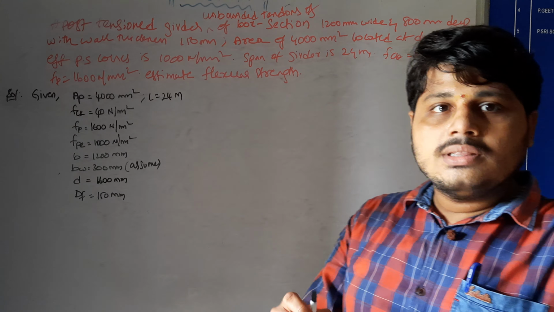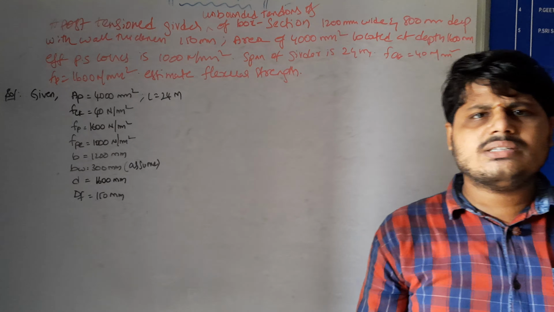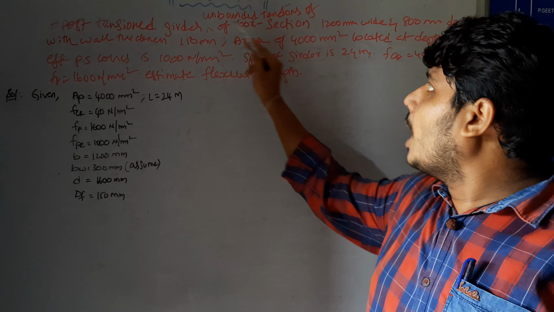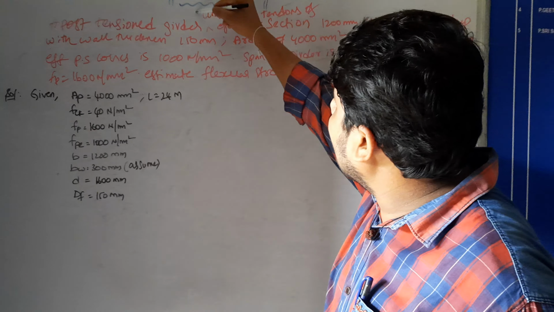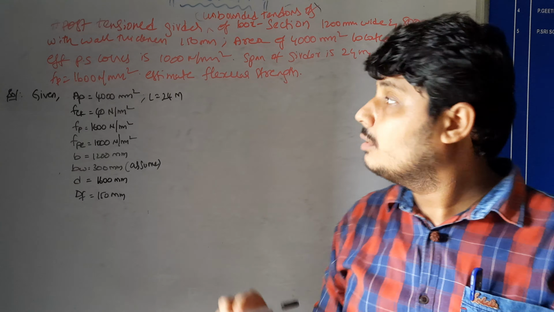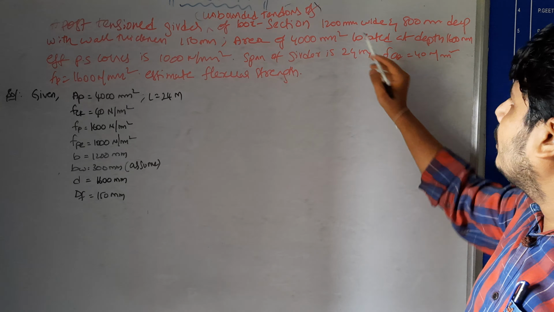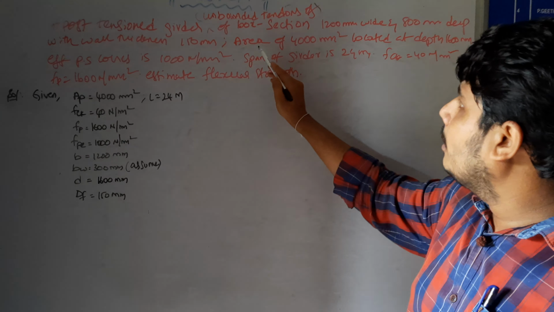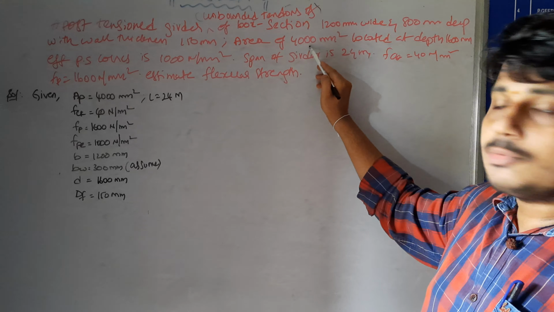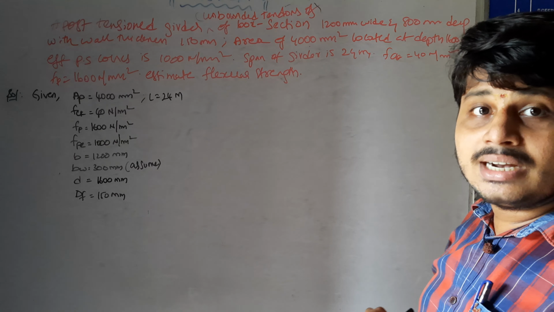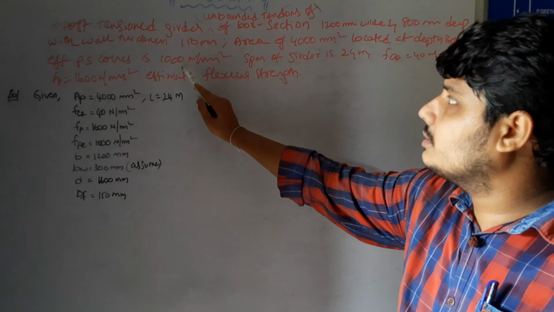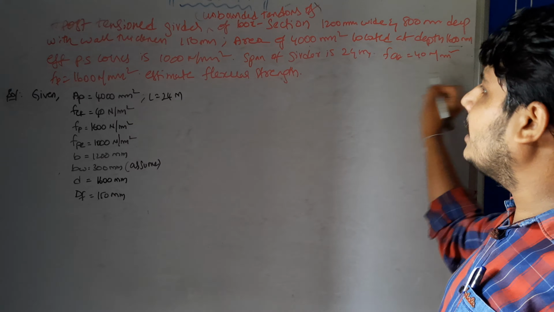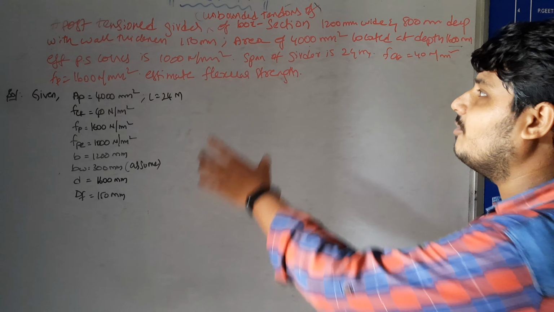So this is the problem for a girder, which is a previous year problem. A post-tensioned girder with unbonded tendons, of a box section 1200 mm wide and 800 mm deep, wall thickness 150 mm, area of tendons 4000 mm square, located at a depth of 1600 mm, pre-stress losses 1000 Newton per mm square, and span of girder is 25. FCK and FP given, calculate flexural strength.